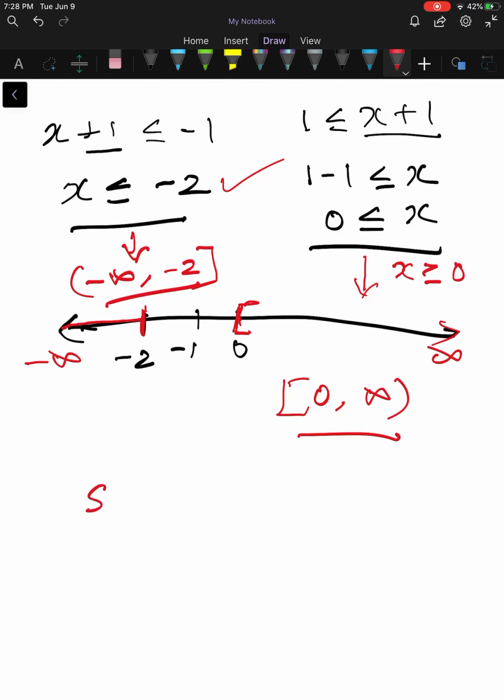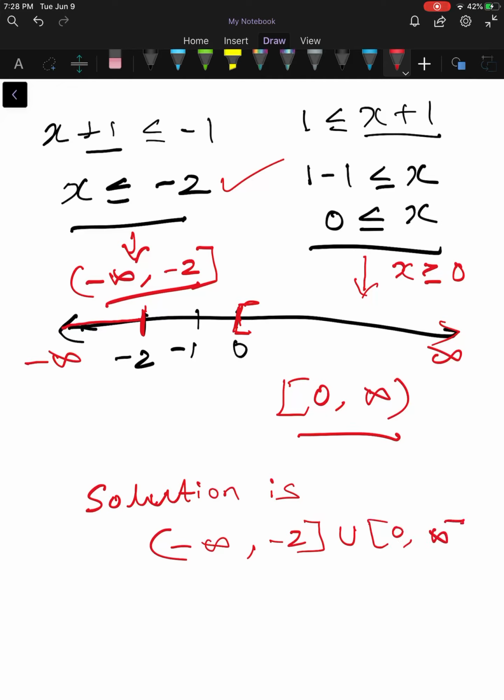So the solution is open interval negative infinity comma closed negative 2 union closed 0 comma infinity. So you can observe x doesn't take any value between negative 2 and 0. So these are two disjoint sets where the inequality is satisfied in parts.